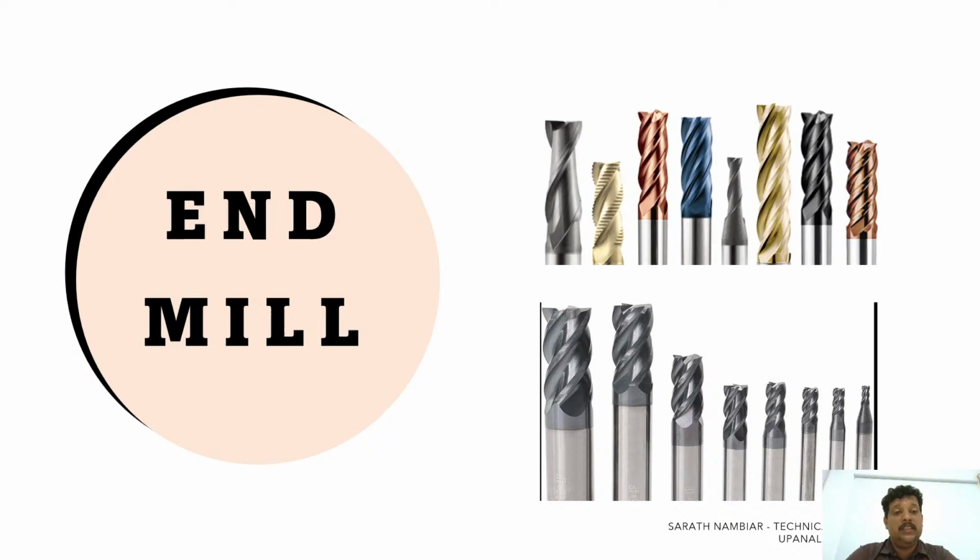Because this is important, some tools will cut only from the bottom and only in one direction. But the end mill gives us flexibility. What can we do with end mills? We'll be using it for slotting, for straight edges, and for flat bottom slots. All these things we can do with this end mill.